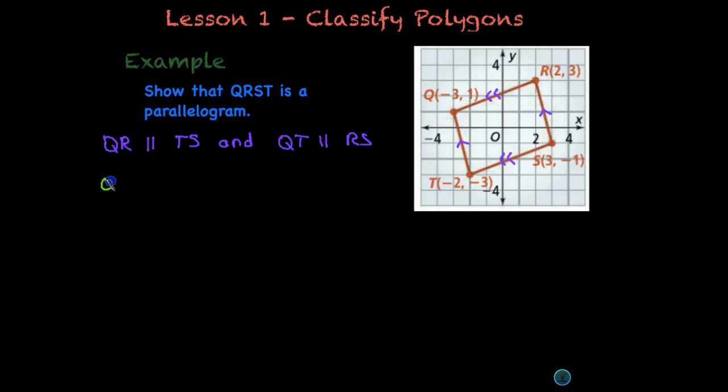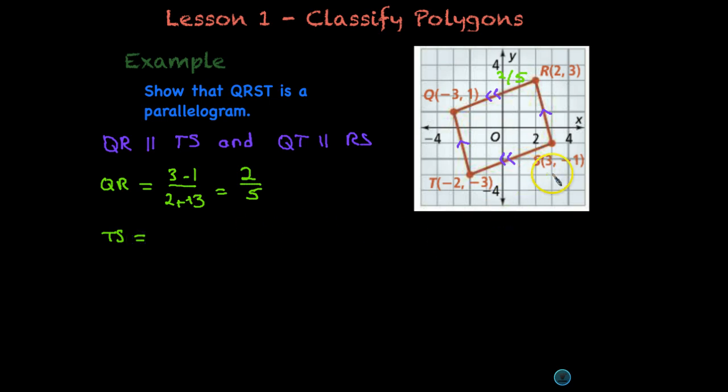Let's go ahead and start with QR. Remember, slope is rise over run, or change of y over change of x. So if I look at QR, I can take my y's, 3 minus 1, over my x's, 2 minus a negative 3. 3 minus 1 is 2, and 2 minus a negative 3, these both become positive, and we get 2/5. So the slope of QR is going to be 2/5. Let's check the slope of TS.